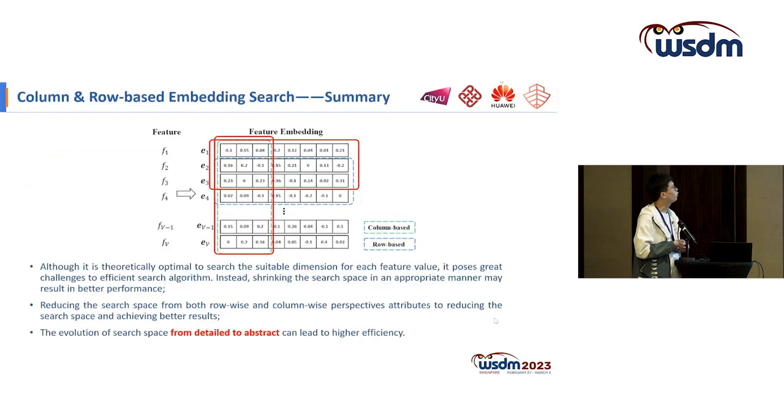In summary, for the column and row based embedding search methods, although it is theoretically optimal to search the suitable embedding dimension for each feature value, it poses great challenges to an efficient search algorithm. Instead, shrinking the search space in an appropriate manner may result in better performance. We can reduce the search space from the row-wise and the column-wise perspective, which contributes to reducing the search space and achieving better results. And we can see that the evolution of the search space is from detail to abstract, which can lead to higher efficiency.